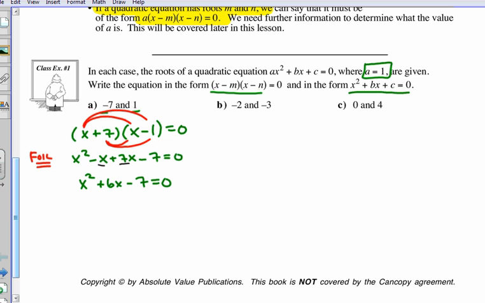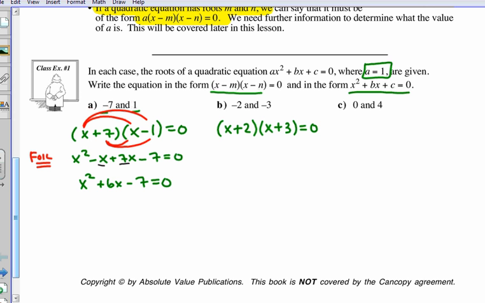Negative 2 and negative 3 are our roots, so let's write it in factored form. So it becomes x plus 2, because negative 2 plus 2 would give you 0. And x plus 3 equals 0, because negative 3 plus 3 would give you 0.